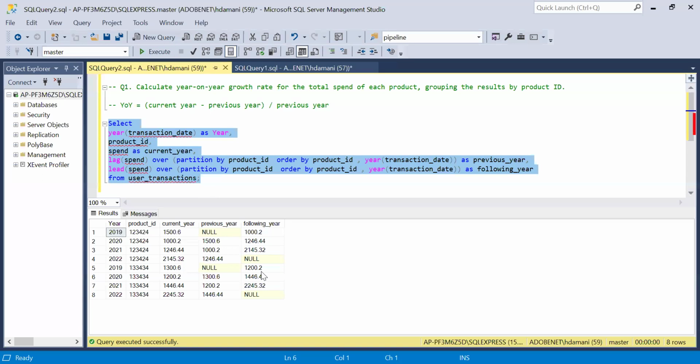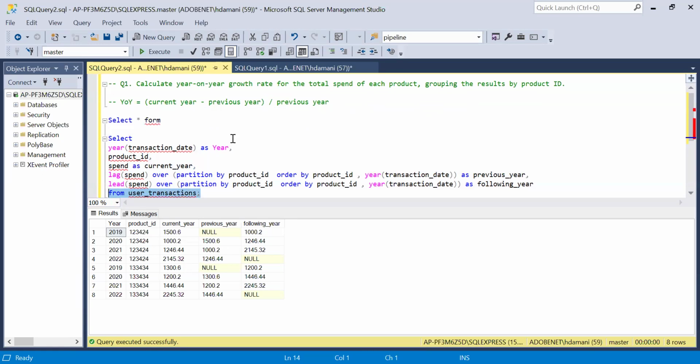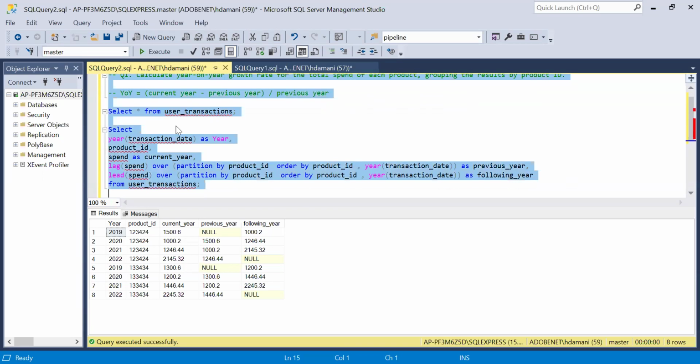So yeah, we have the output in front of us. We can see we have current year, previous year, and following year, all three. Let's compare for this particular record, 2020. Our current year spend was 1,000 rupees. Let me quickly run the original query as well, so that you will be able to compare it. Let me copy it from here. Okay, running the entire script.